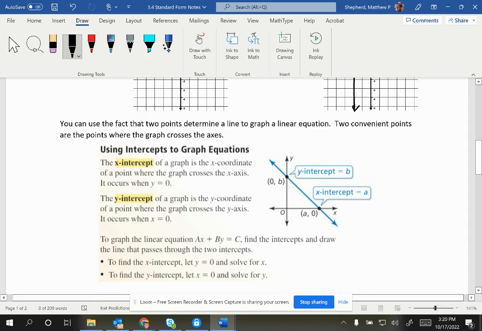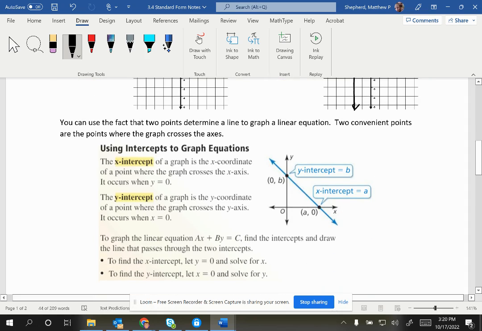Okay, now what we are going to do is a lot of our lines are actually diagonal, and they're going to have both an x-intercept and a y-intercept. Okay, and we want to find those values. These values are going to make it easy for us to make these graphs really quickly. Okay, so the x-intercept of a graph is the x-coordinate at the point where the graph crosses the x-axis, and it occurs when y is a 0.